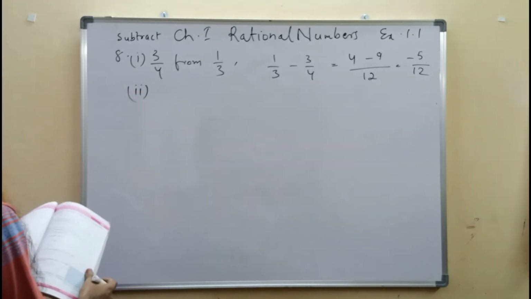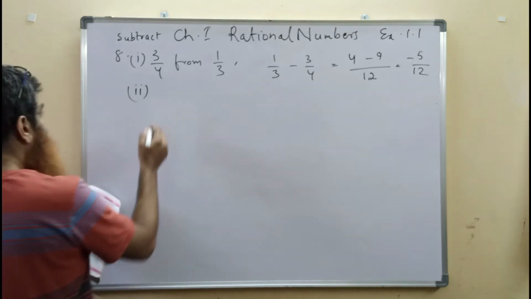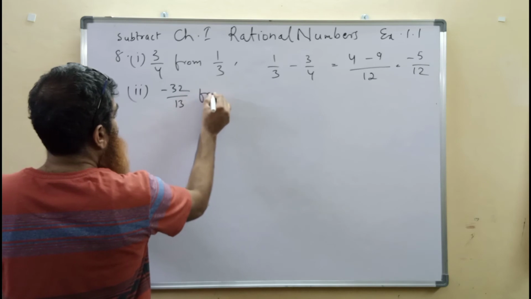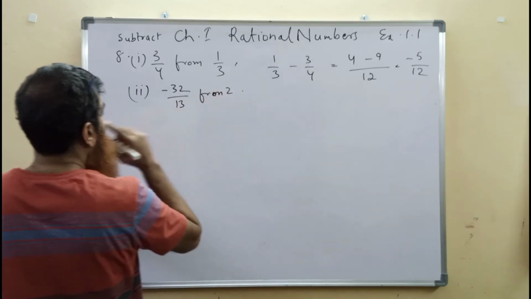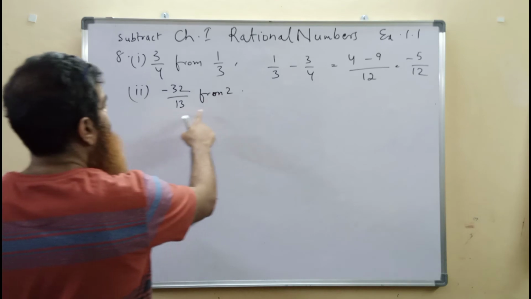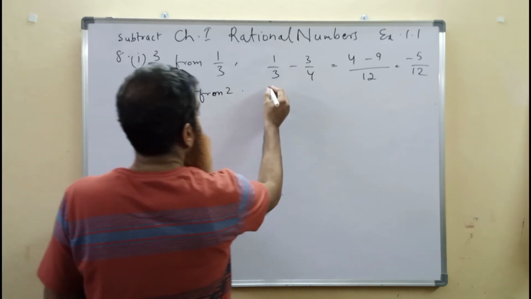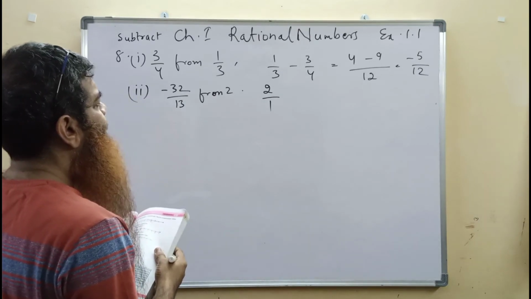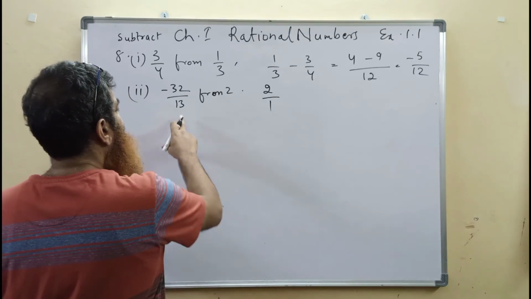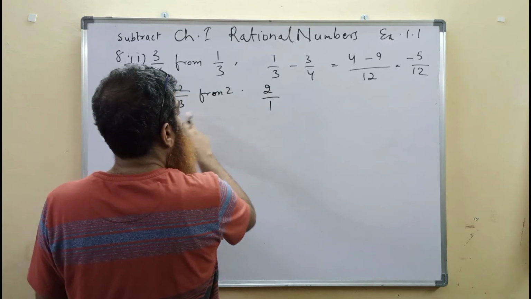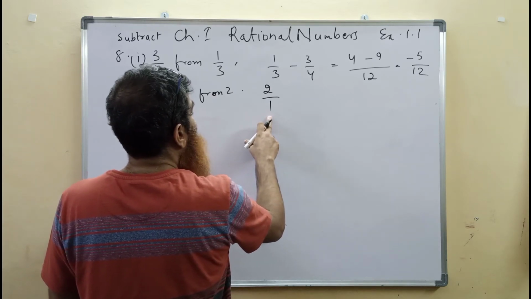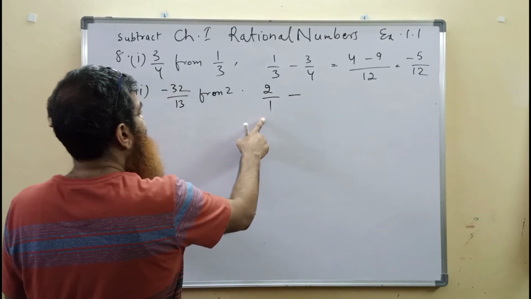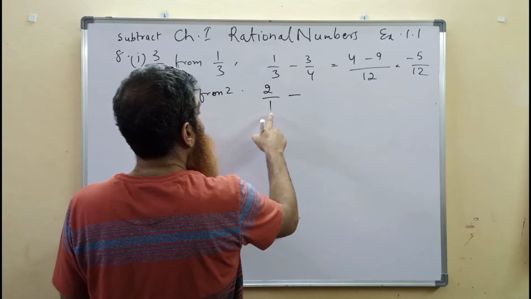The second bit, minus 32 by 13 from 2. We need to subtract minus 32 by 13 from 2. 2 is a whole number. Because we are subtracting a fraction from a whole number, we need to make it a fraction, to make it a rational number. For that, we just put 1 at the place of the denominator.